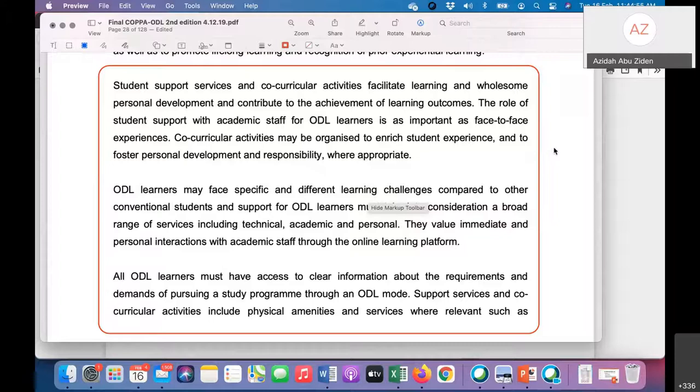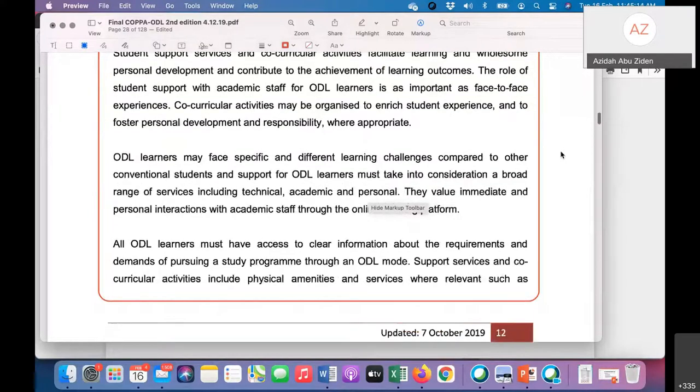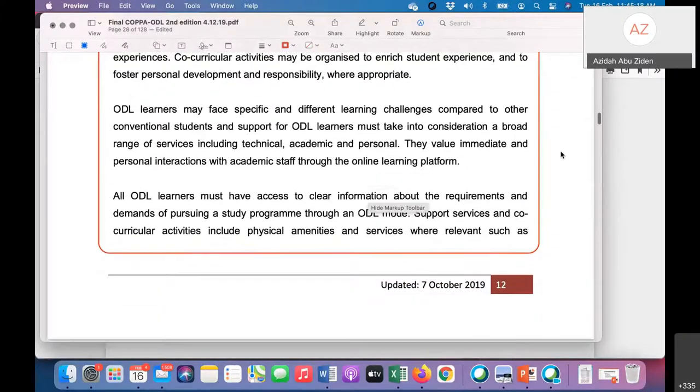However, you can also organize co-curricular activities for the students. Maybe it is done online, maybe a chess competition online, whatever. If possible, it is advisable for you to do that. Sometimes we understand that they are ODL students, but if possible, why not do it so that they have a sense of belonging to the university. Alright, okay.